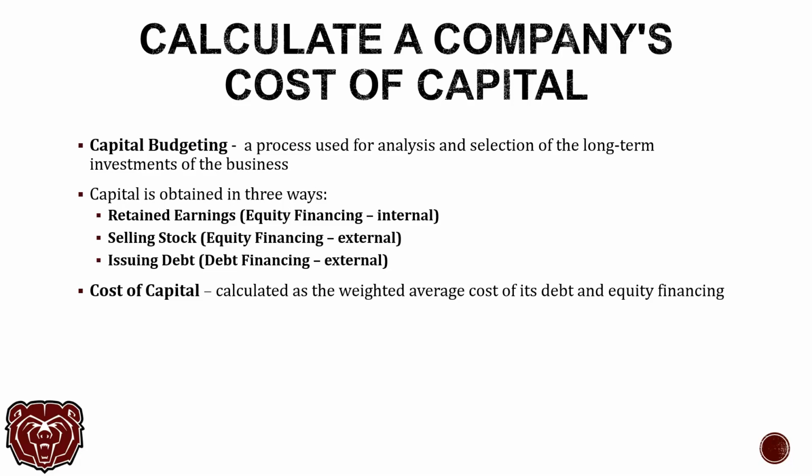So the first thing we got to talk about is how do we calculate a company's cost of capital? Well, to understand that, we got to talk about just a couple of different definitional type items here. The first one is capital budgeting. What is capital budgeting? It's simply just a process that we use to analyze and select long-term investments for the business. Okay, what are we going to do with the capital that we have?